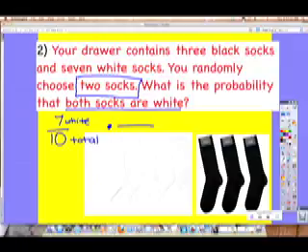Okay, and then you've taken the socks out, right? You're going to choose 2 socks. So yep, another one is taken out. So guys, do we have 10 total anymore? So now we have 9 total. Cool, does that make sense?